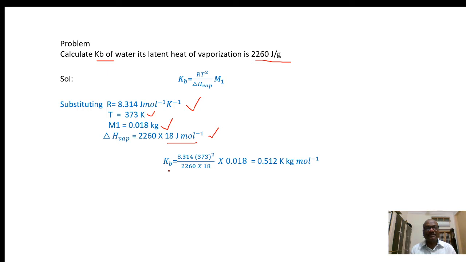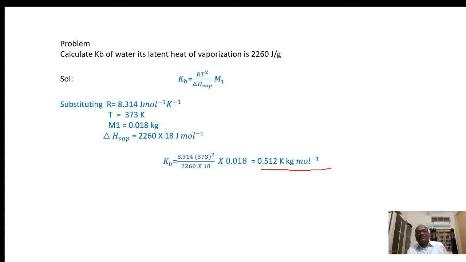Everything we are substituting. You see, Kb is equal to R, 8.314, T square, 373 square. Capital M1 is 0.018 kilograms. Delta H vaporization is this one. You have to calculate for 1 mole. Actually the given value 2260 joules is for 1 gram, but you have to substitute for 1 mole. That's why you are multiplying with 18. So on simplification we get 0.512 Kelvin kilogram mole inverse. It is the ebullioscopic constant. Its value for water in this problem is 0.512 Kelvin kilogram mole inverse.